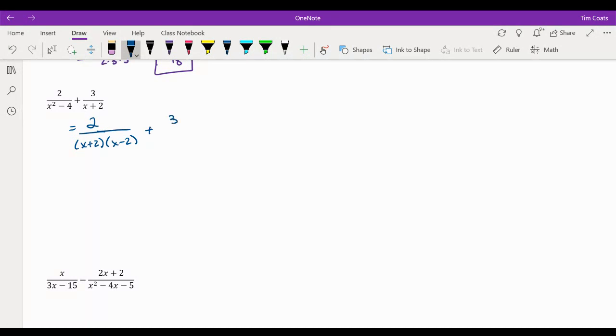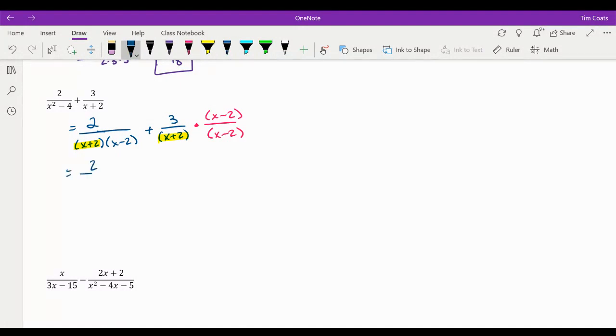The second term has nothing to factor in the denominator, so we're just going to leave it. Again, I'm going to add parentheses around any factor just so I know that it's kind of stuck together. So now if we look at this, each denominator has an x plus 2. And the first term has an x minus 2 that the second term does not have. So we're going to have to multiply that second term by x minus 2. The first term has everything that the second term had. So this first term doesn't need to be multiplied by anything.